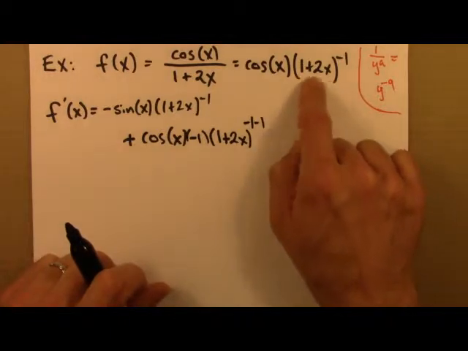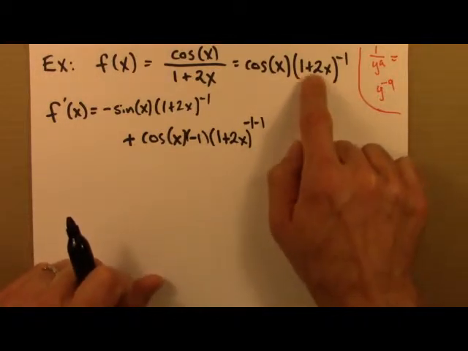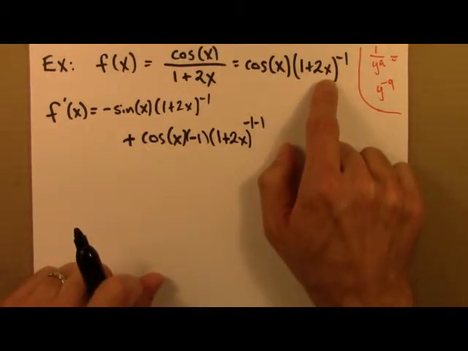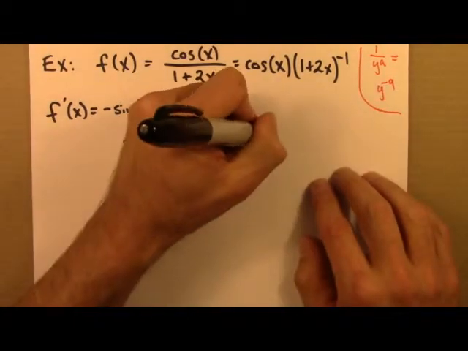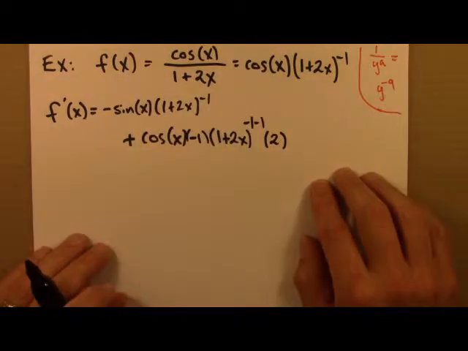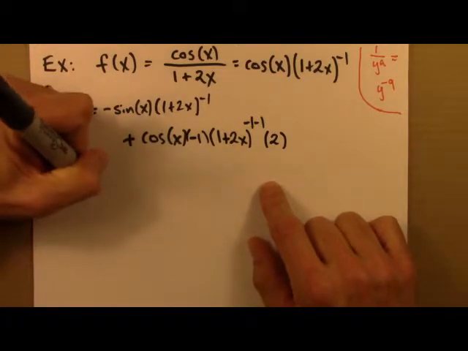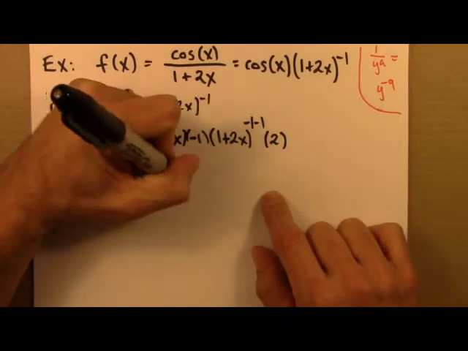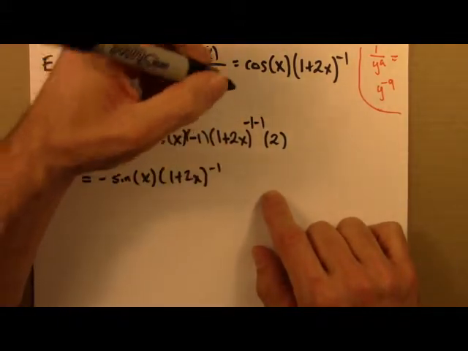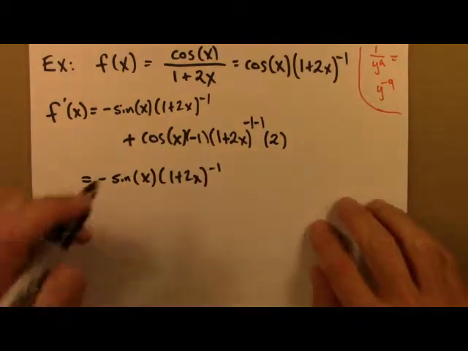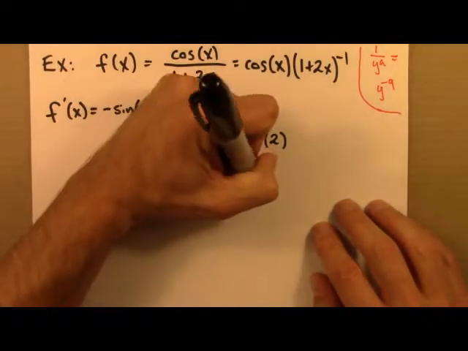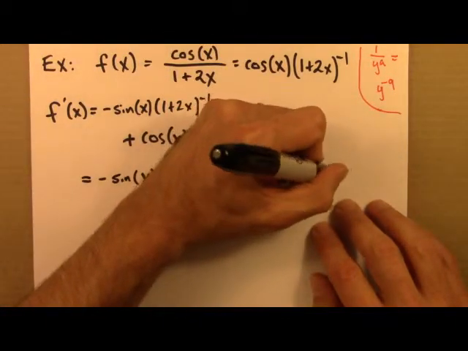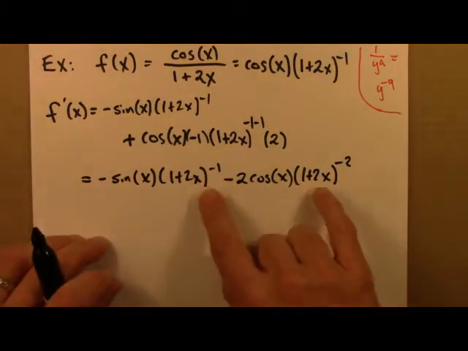We need to take the derivative of the inner function too. The inner function that is 1 plus 2x, that's what we were formerly calling blah, and the derivative of 1 plus 2x is just 2. So this whole thing becomes minus sine x, 1 plus 2x to the minus 1. I can bring this minus 2 out front. Minus 2 cosine x, 1 plus 2x to the minus 2.